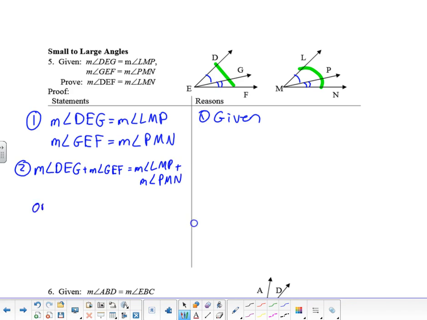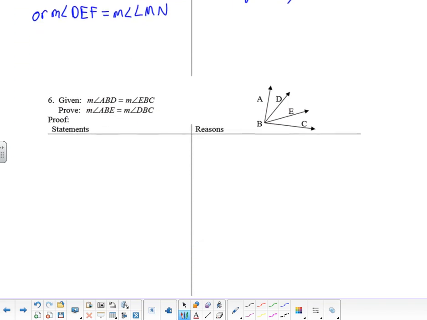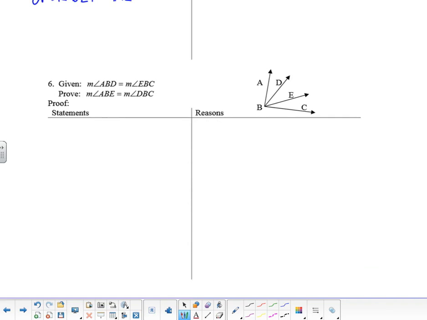Should have written a little smaller. So what's the result? That's our green angle up there. The measure of angle DEF equals the measure of angle LMN. And we added 2 things together that were equal, which is the addition property of equality. So some of you, you've got it now. You probably can just roll and get the other ones, but I'm here to help, so we'll do them together.